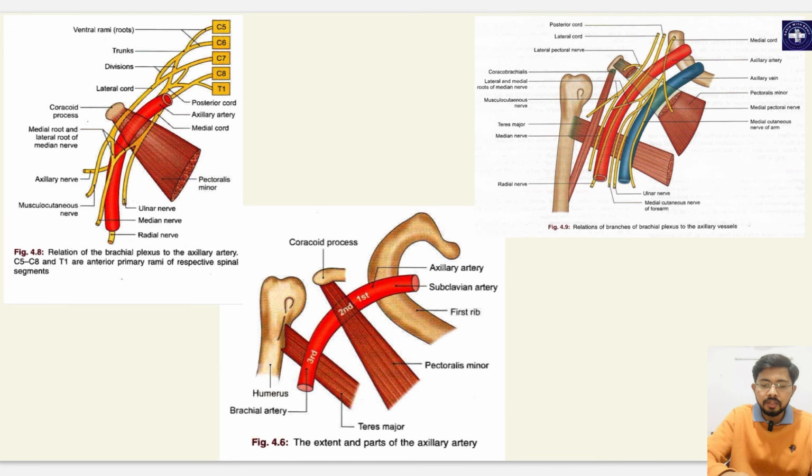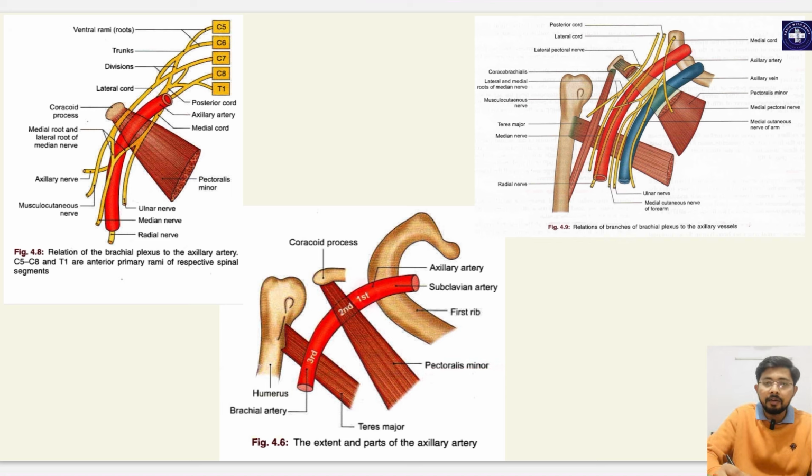Now the question is, on what basis did the cords get the names medial, lateral and posterior? It is on the basis of the second part of the axillary artery. The subclavian artery is termed the axillary artery at the lateral aspect of the first rib. From the lateral aspect of the first rib to the outer border of the teres major, it is termed the axillary artery. The axillary artery is divided into three parts with the help of the pectoralis minor muscle.